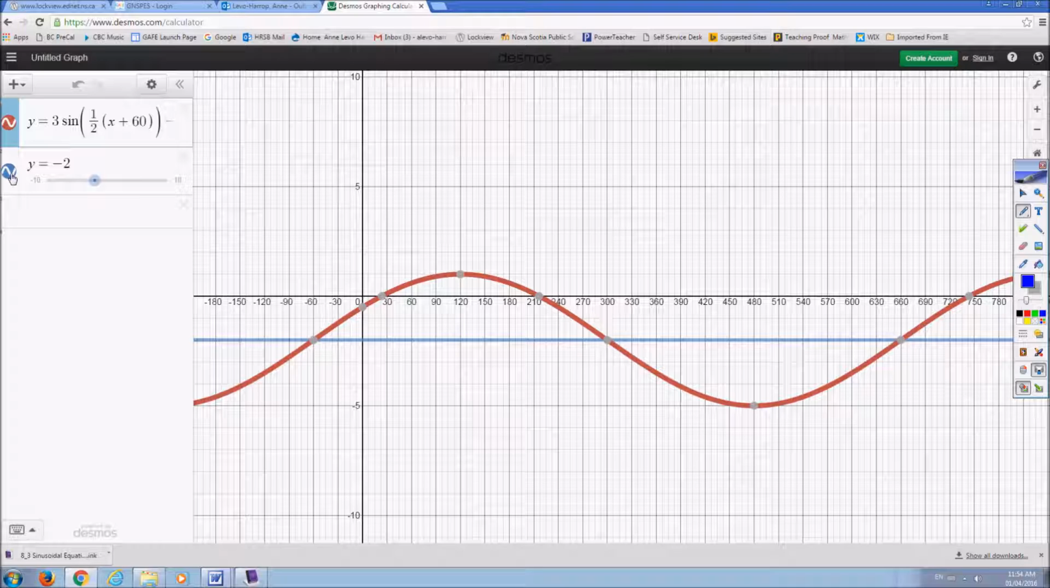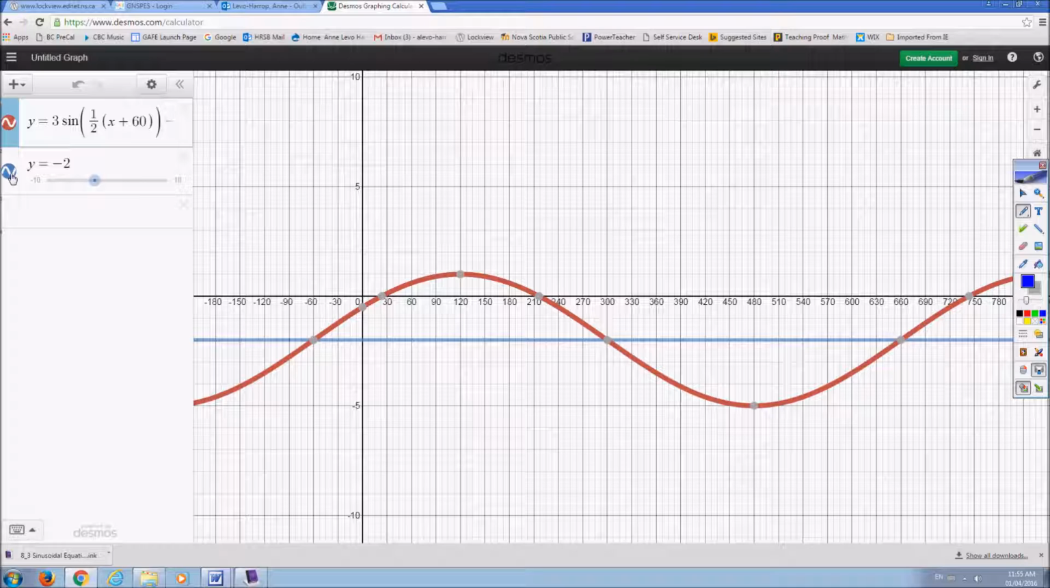Our period, remember we said, was going to be 720. And if you go from sinusoidal axis at -60 through to back to the sinusoidal axis after having completed one mountain, one valley, we are at 660. And if you take the absolute value of both of those, so 60 plus 660, we end up with a period of 720. So our period matches what we predicted.